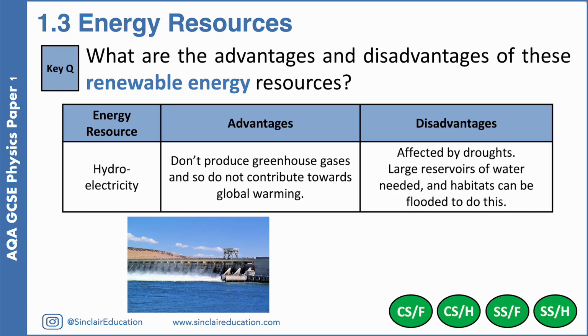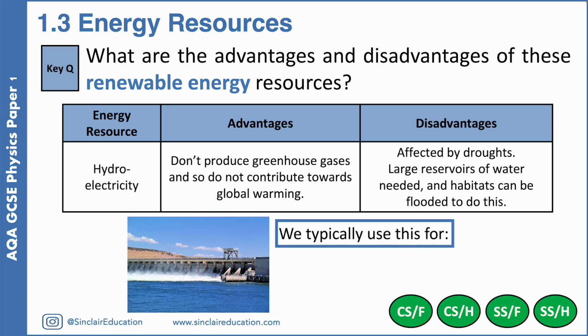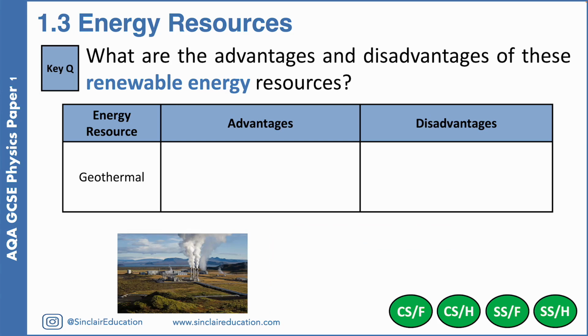However, a problem is that if there is a drought, this can be affected by it, because it relies on having a store of water up high that's then released, and it transfers the GPE into kinetic, causing us to move down to a lower level. Also, for hydroelectricity to work, we need really large reservoirs of water, and so this might actually involve flooding areas and have a loss of habitat. Now, we typically use hydroelectricity to again feed into the national grid, and we use this for electricity generation.